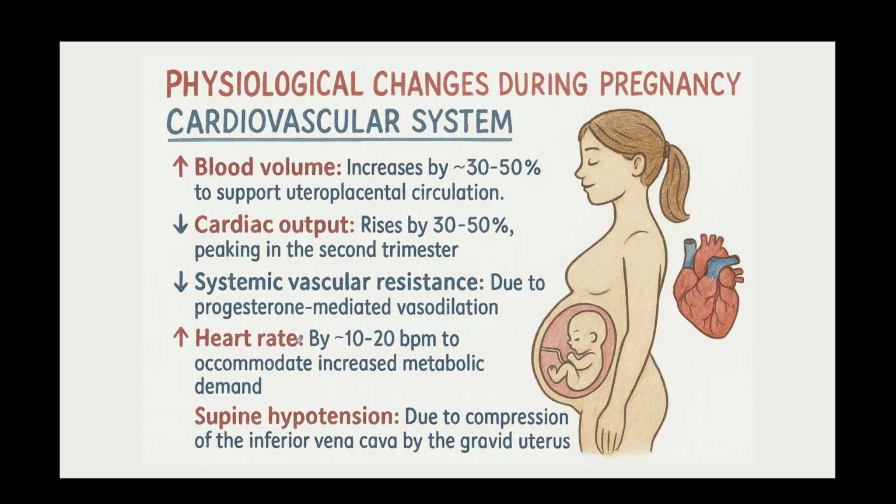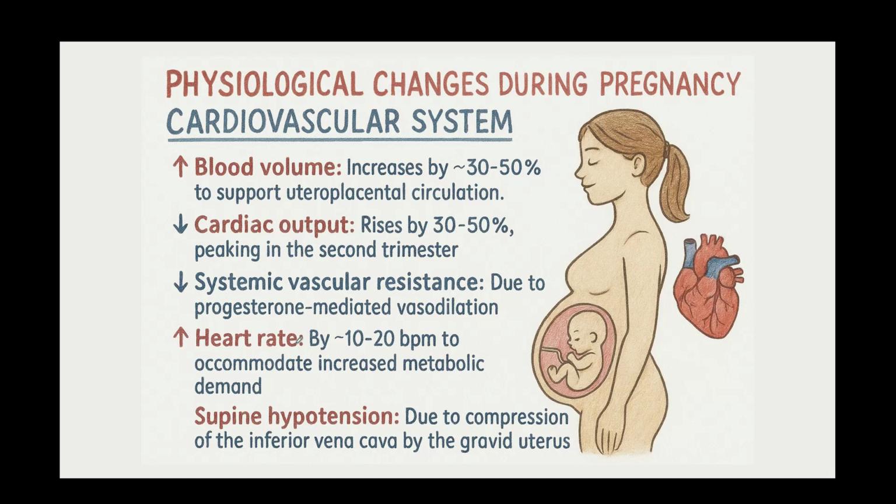Blood volume increased by 30 to 50% to support the uteroplacental circulation. We will be speaking about uteroplacental circulation briefly. Cardiac output rises by 30 to 50%, peaking at the second trimester. Systemic vascular resistance drops due to progesterone-mediated vasodilatation.